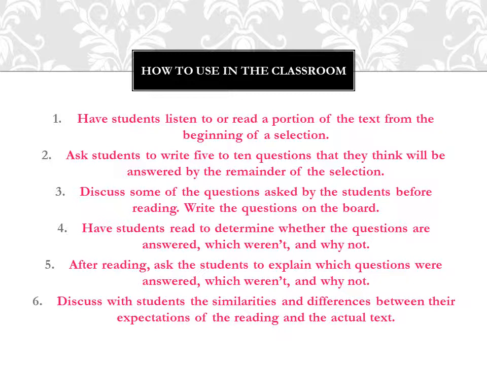Have students listen to or read a portion of the text from the beginning of the selection. Ask students to write 5 to 10 questions that they think will be answered by the remainder of the selection. Discuss some of the questions asked by the students before reading. Write the questions on the board. Have students read to determine whether the questions are answered, which weren't, and why not.